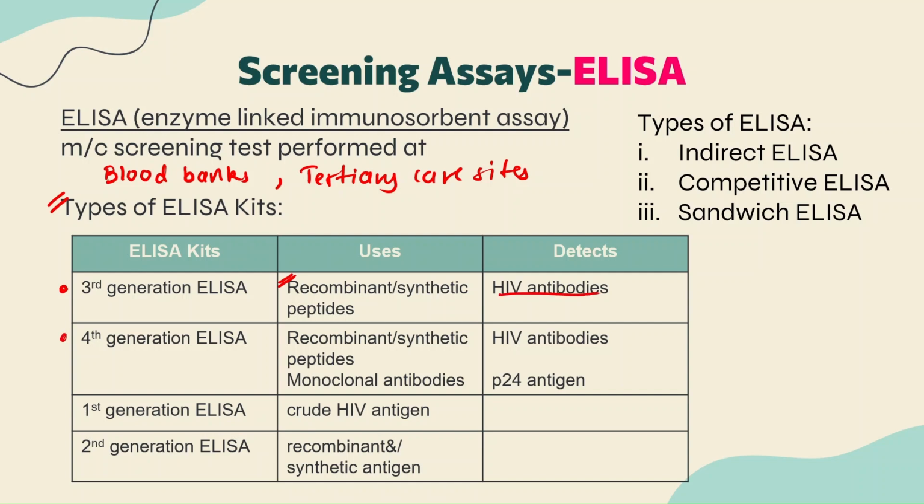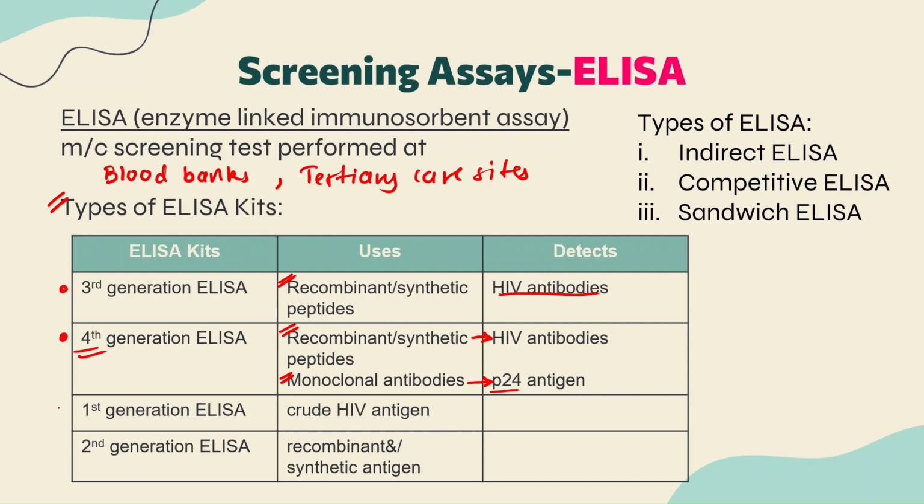Now, when it comes to the fourth generation kit, it uses a combination of two things. Just like the third generation, it makes use of the recombinant or synthetic peptide, which helps in the detection of the HIV antibodies. Along with this peptide, it also makes use of monoclonal antibodies, which are useful for the detection of the P24 antigen. Please remember that a fourth generation ELISA kit is capable of detecting both the antibodies as well as the antigen. And which antigen? The P24 antigen, guys.